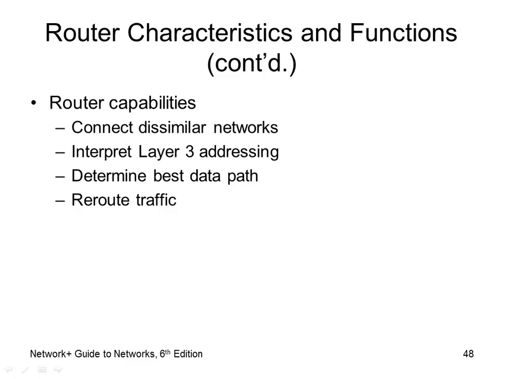So routers can connect dissimilar networks. They read layer 3 addressing. They determine the best path and they reroute traffic. The fact that they can connect dissimilar networks is important because a router, since it's working at layer 3, you can put an interface in it. You can have token ring on one side and Ethernet on the other side. And the router can deal with that.